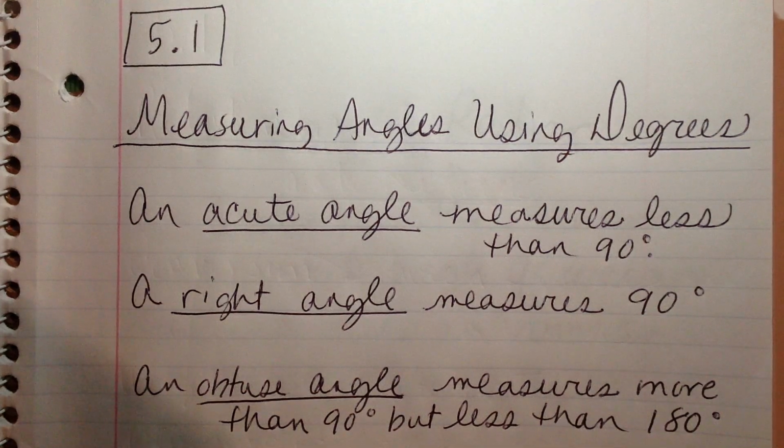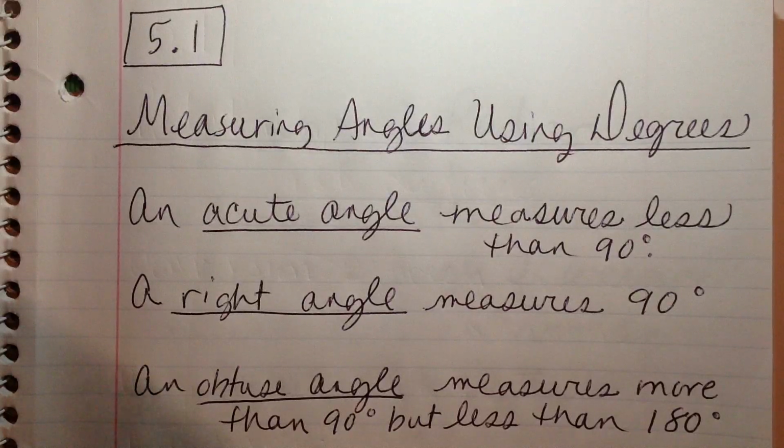This section will be on trigonometry. Section 5.1 deals with measuring angles using degrees. We're first going to start out talking about different kinds of angles. The first angle that we're going to talk about is an acute angle.